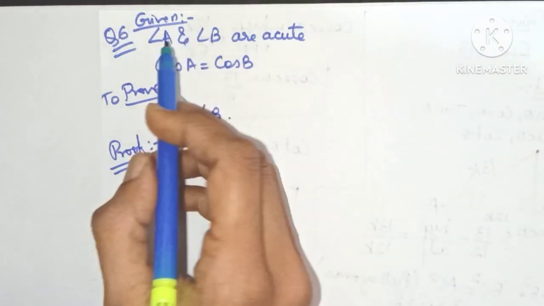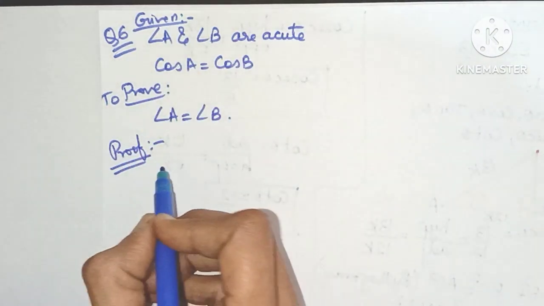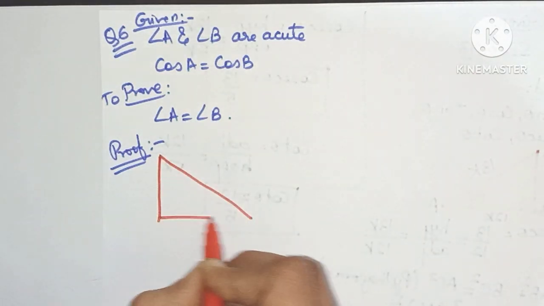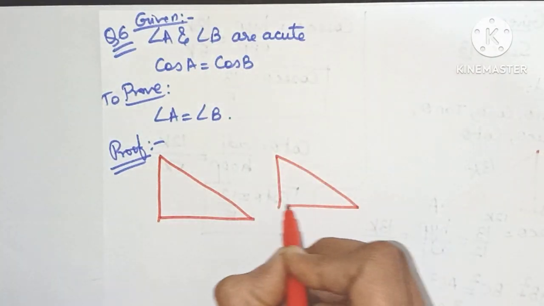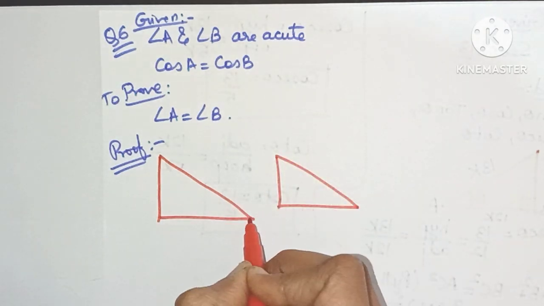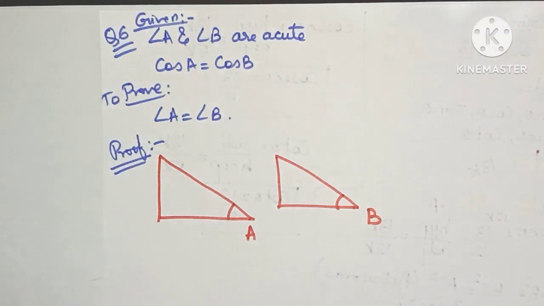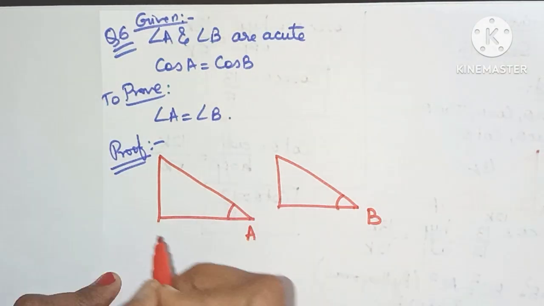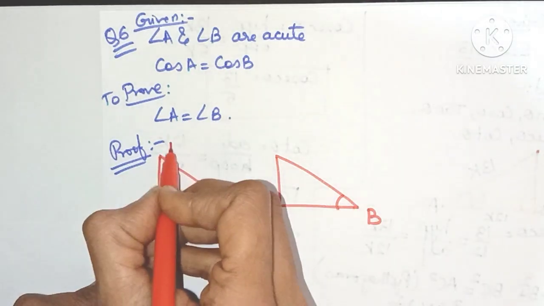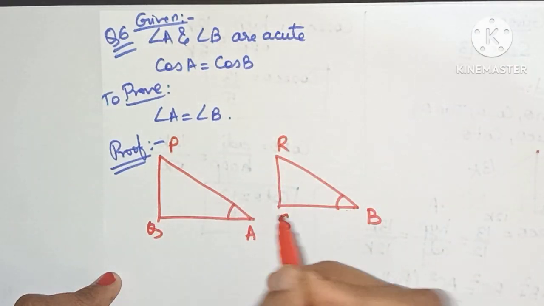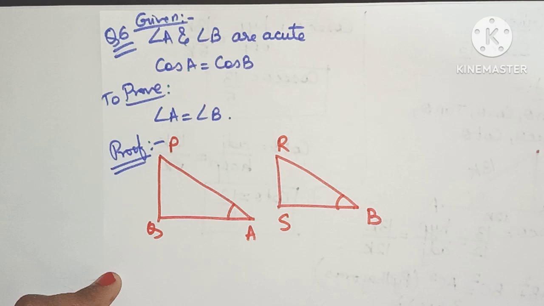Okay. So angle A and angle B are acute. So let me take two different triangles. Here I have A and here I have B. These two angles, they are acute, right? So I've made them acute. Now let me mark the other vertices as P, Q, R and S. So these two angles are acute and cos A is equal to cos B.